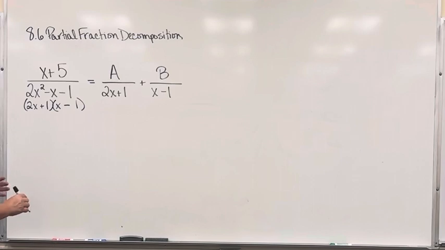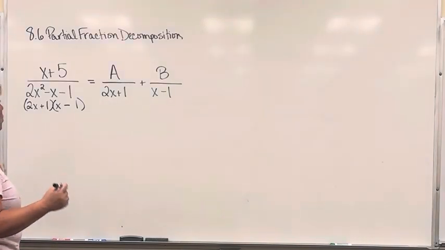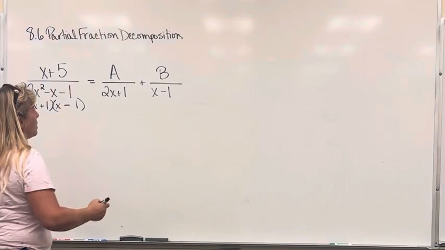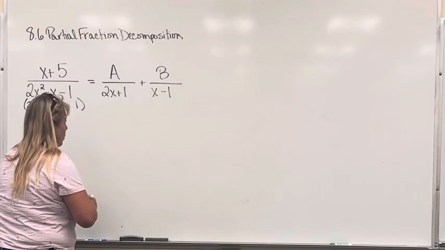So the way that we're going to do this is we're going to think back to how would you, if we knew what a and b were, how would you do this problem? So we would get a common denominator, wouldn't we?